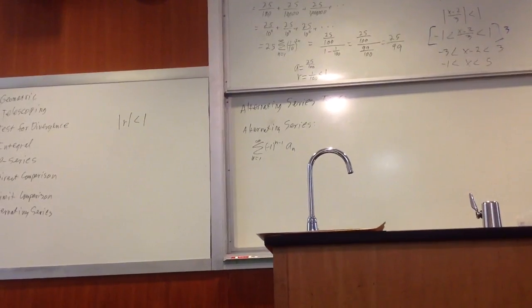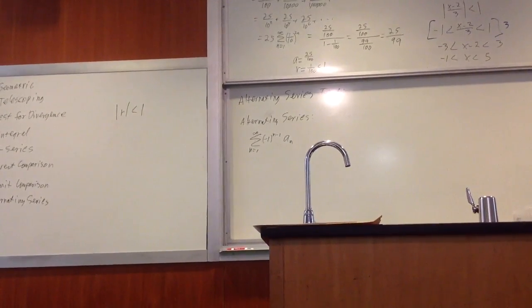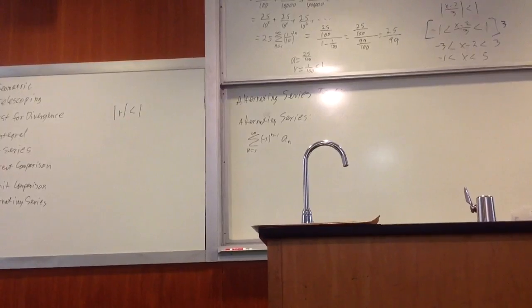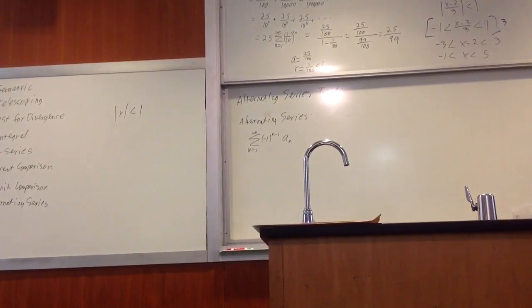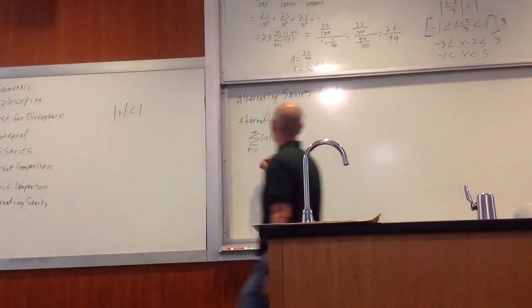Is the sign. First positive, then it's negative. Then it's positive, then it's negative. Positive, then it's negative. So an example of an alternating series.